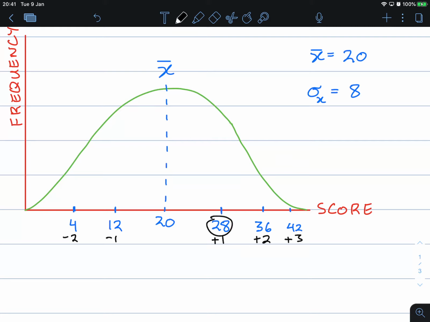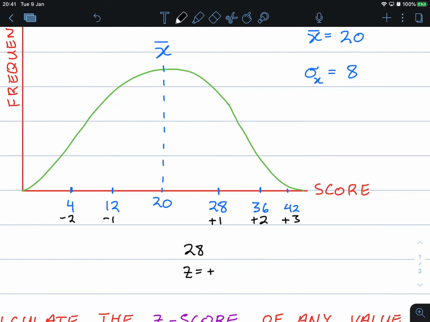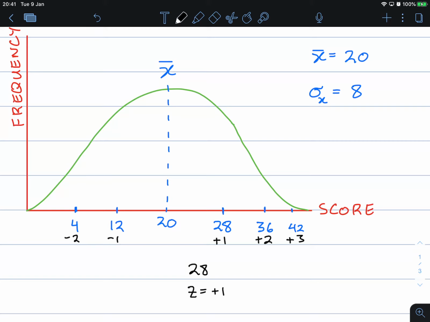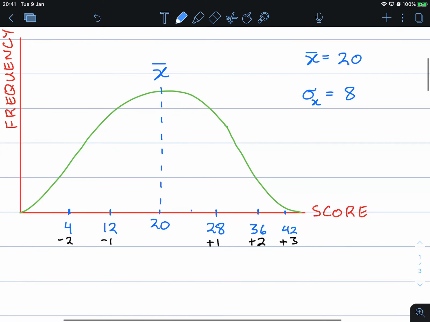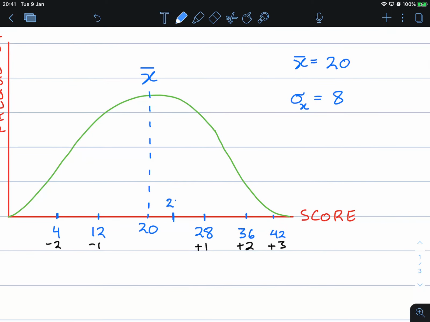So 28 is plus 1 standard deviation from the mean, which means its Z-score is equal to plus 1. 12 is 1 standard deviation below the mean, which means it has a Z-score of negative 1. Now this is all well and good, and I hope that gave you an insight into this. But what happens if we want the Z-score of, let's say, 24? What is that Z-score? This is what we're going to aim to find out in this video. So let's move right along.